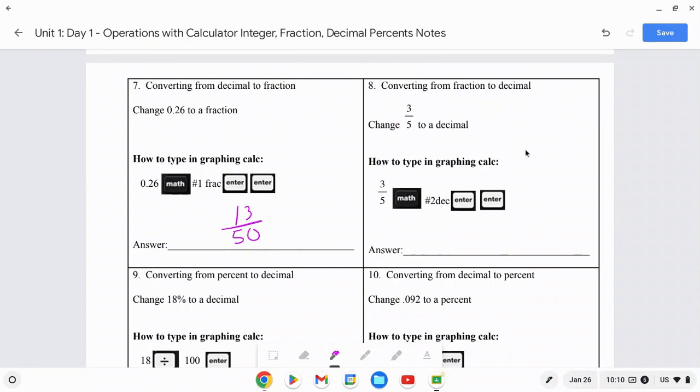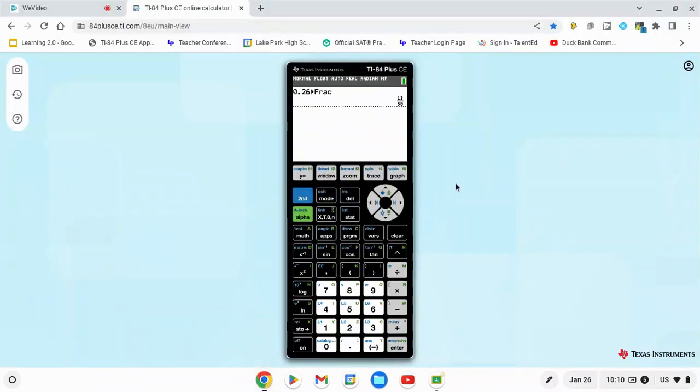We can also do the reverse. So we can convert a fraction into a decimal. So if we look at number 8, going back to the calculator, I'm going to clear this out. And then I need to type in the fraction 3 over 5. So remember, to type in a fraction, you click alpha and then y equals and then enter. And then I'm going to type in 3 and then hit the down arrow, 5. And then I'm going to hit the right-hand arrow just to get out of the fraction.